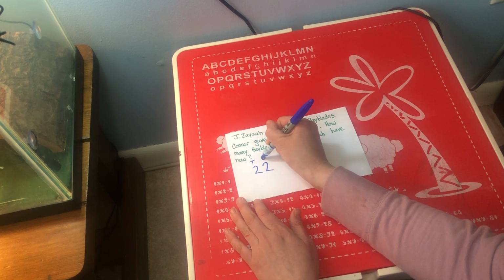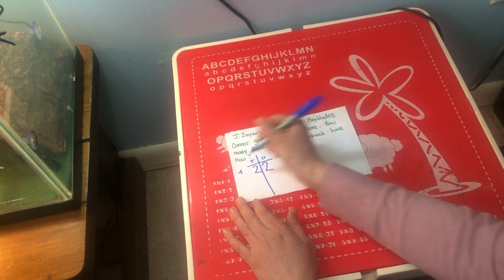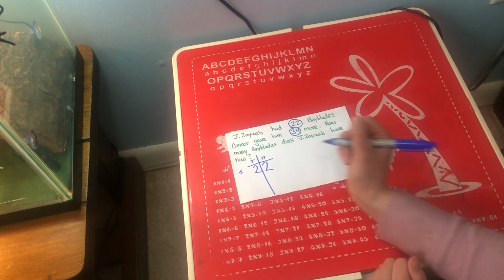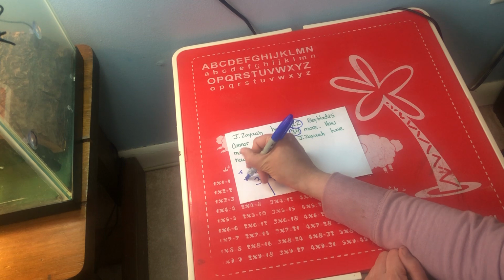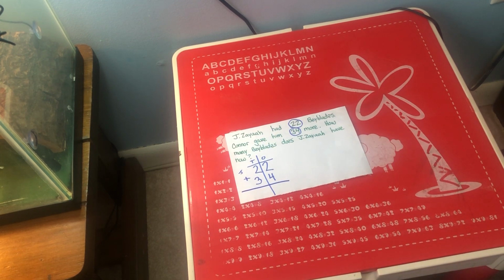That's my 10s and my 1s. That's Josiah. And I'm going to add that to how many Connor gave him. Connor gave him 34, 3 10s, and 4 1s. And we're going to solve to find out how many Josiah has now.